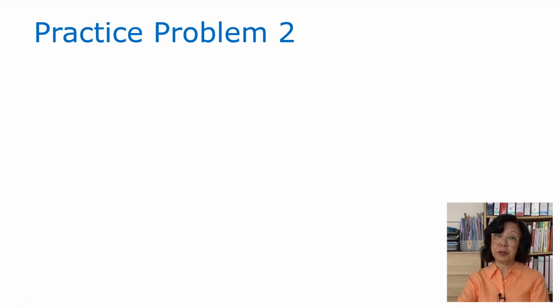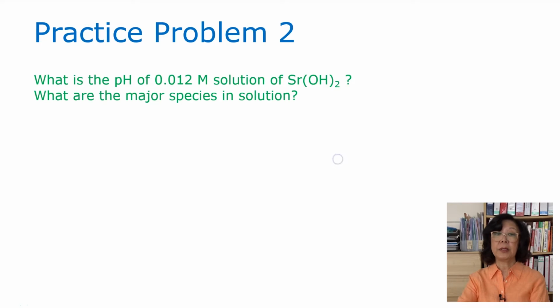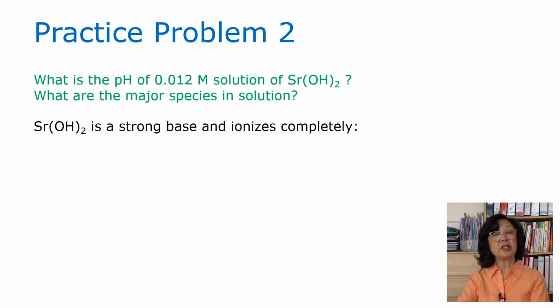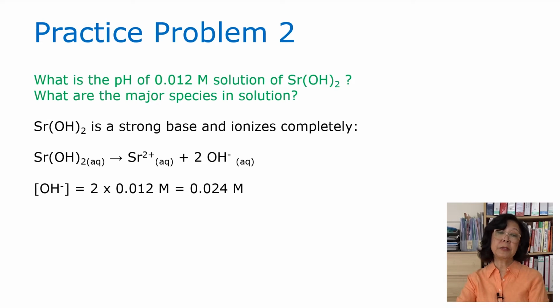Practice problem number 2. What is the pH of 0.012 molar solution of strontium hydroxide? What are the major species in the solution? Strontium hydroxide is a strong base that ionizes completely. So we can write the equation as such, where you get 1 mole of strontium 2 plus ion and 2 moles of hydroxide ion. So the hydroxide ion concentration is 2 times that of the strontium hydroxide, which is 2 times 0.012, which is 0.024 molar.